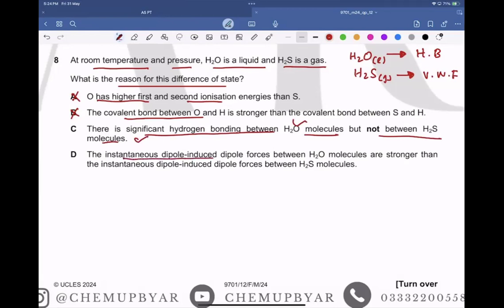The instantaneous dipole induced dipole forces, no. The stronger is a hydrogen bond, right? So the correct answer is C for question number 8. I think it's clear to all of you.